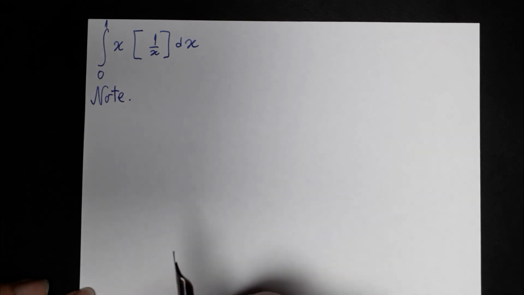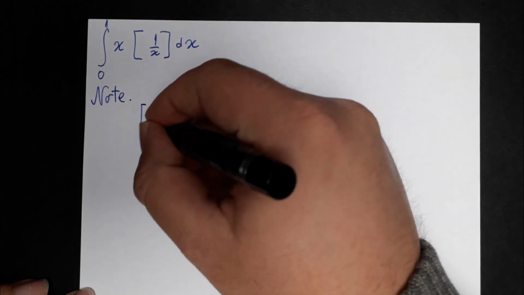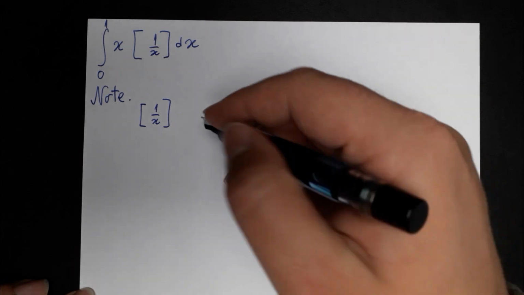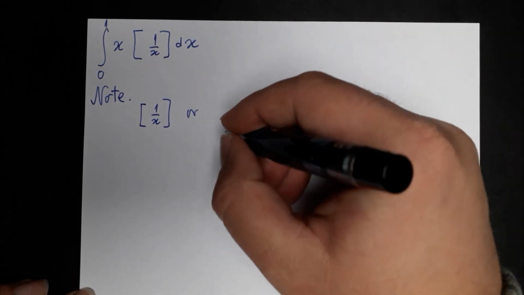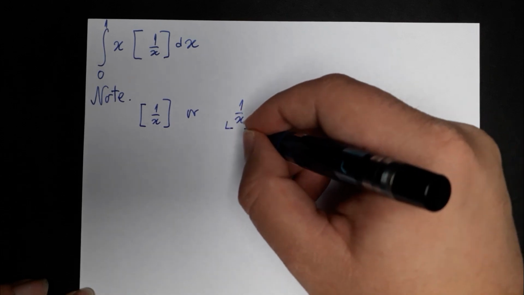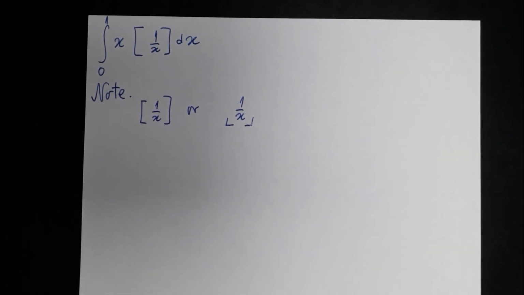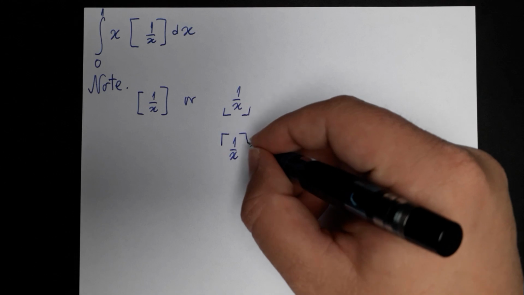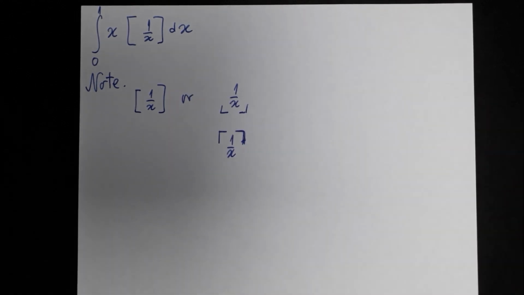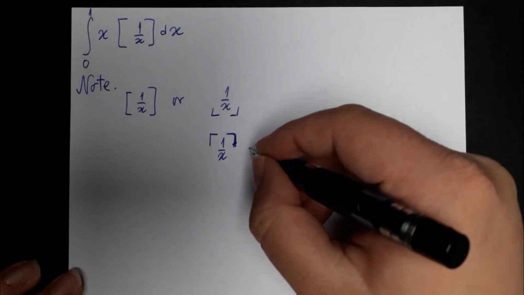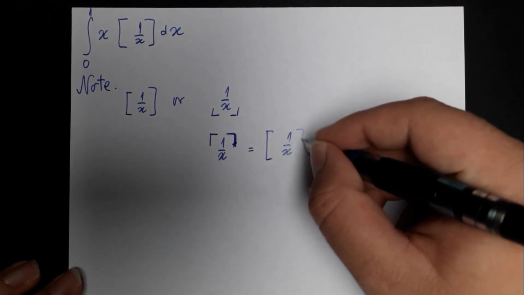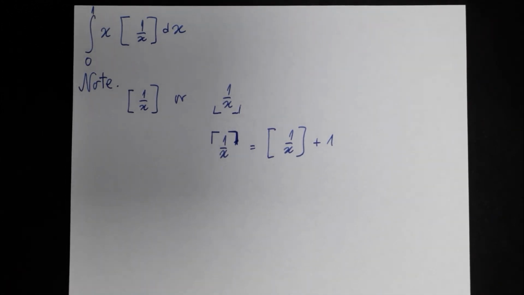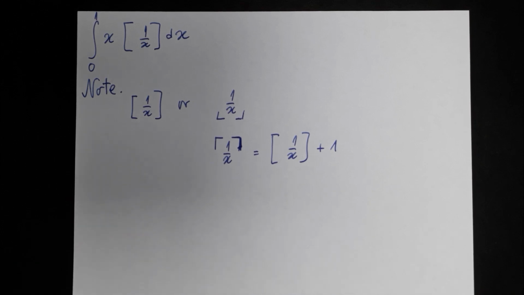Notations most commonly used are this one, in the square brackets, 1 over x, like we have in this case, or the other notation is 1 over x, but with the lower part of the square brackets. Of course, the ceiling function would be notated with the upper part of the square brackets of 1 over x, and you can write the ceiling function as the floor function of 1 over x and then add 1 to it.